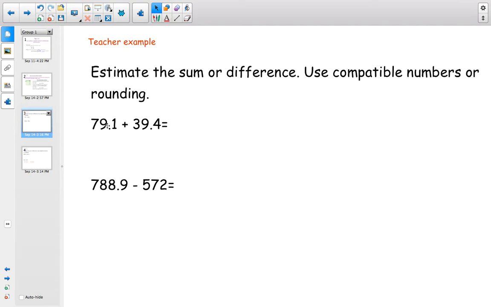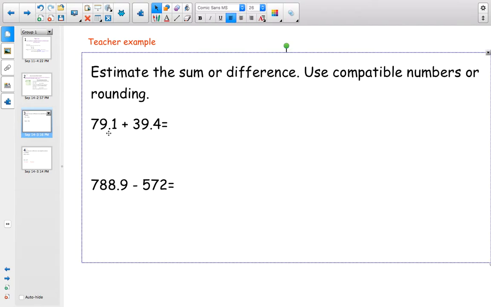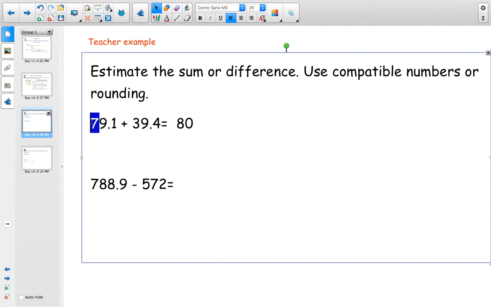So first, let's take a look at this problem. We're going to be finding the sum of 79 and 1/10 plus 39 and 4/10. We're going to do this one using rounding. So 79 and 1/10 can round up to 80 because I look to my underlined digit, which in this case is going to be 7 because it's in our tens place.